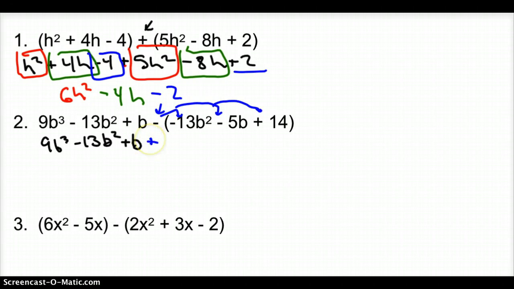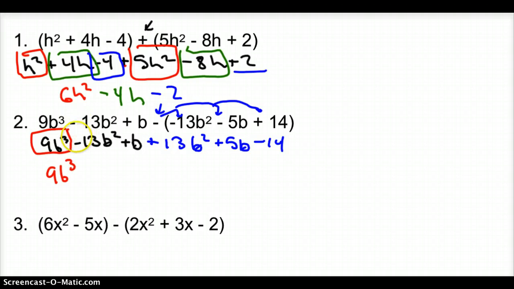So it's going to be plus 13b squared plus 5b, and then minus 14. Now, let's look at all our like terms. Do we have any b cubes? No, we do not, so it's just 9b cubed.